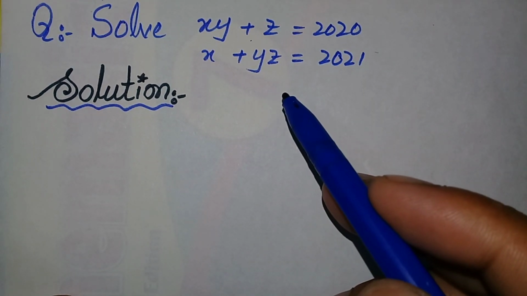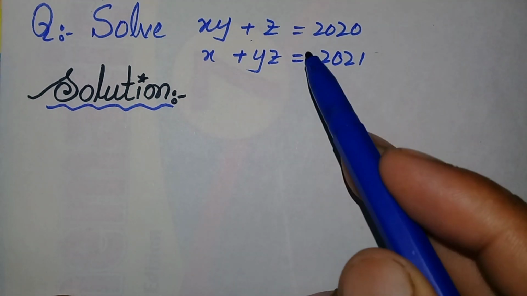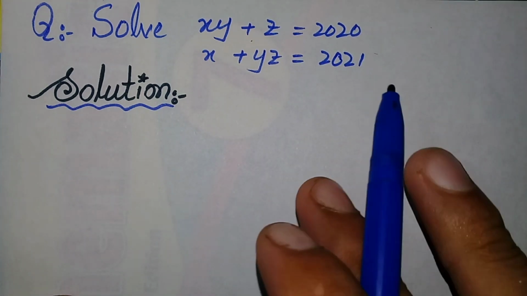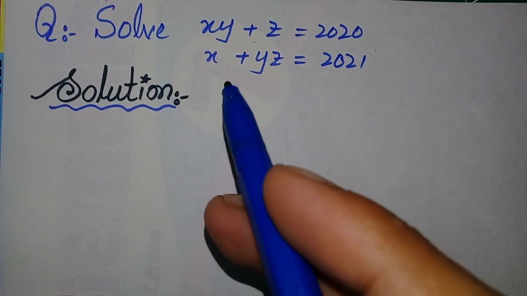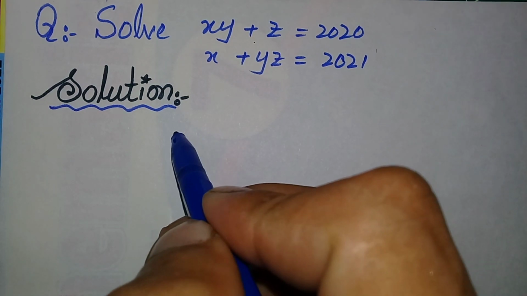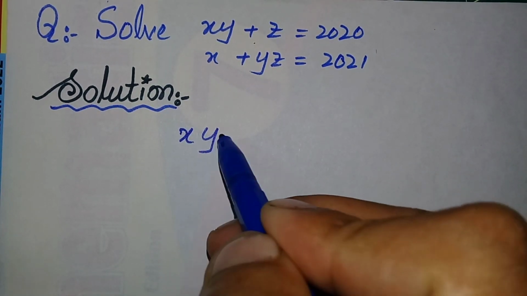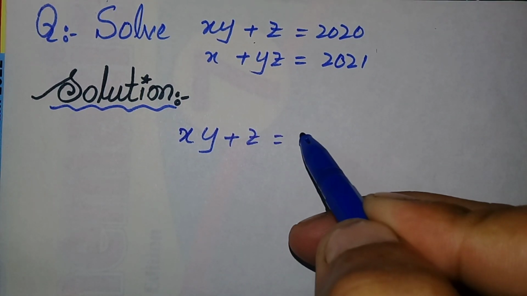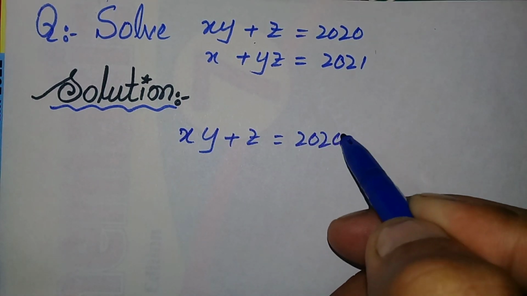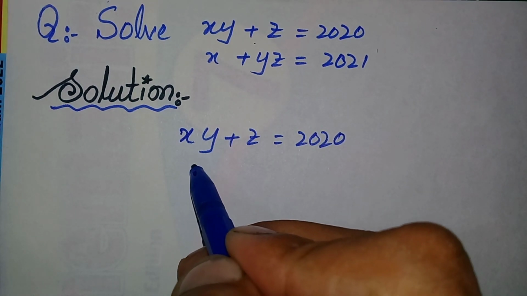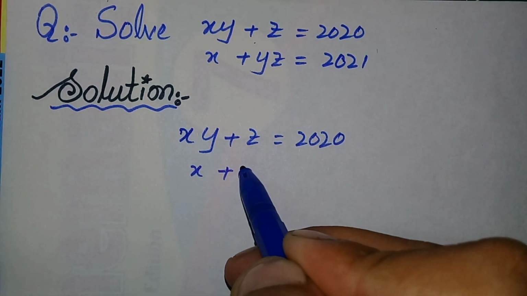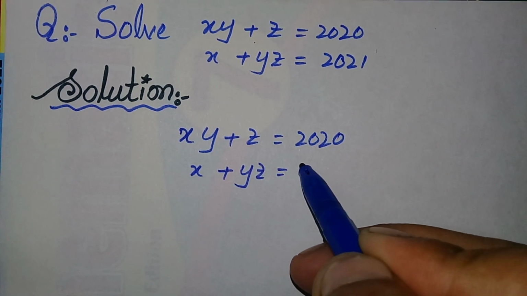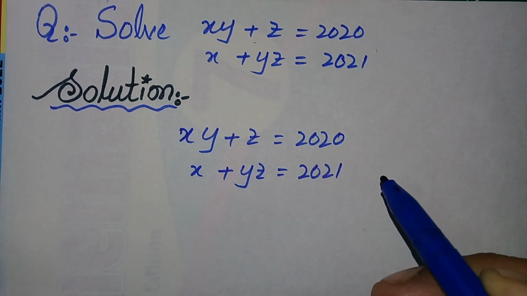To solve this system of linear equations, first of all, we will rewrite this system of linear equations again, and then we will try to solve it. So the question is: xy + z = 2020, and the second linear equation is x + yz = 2021.